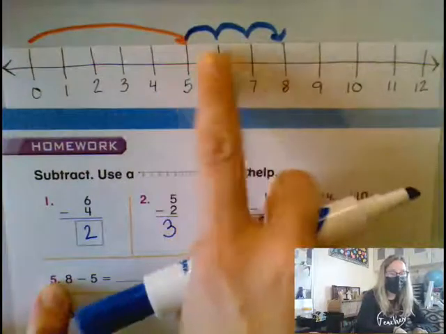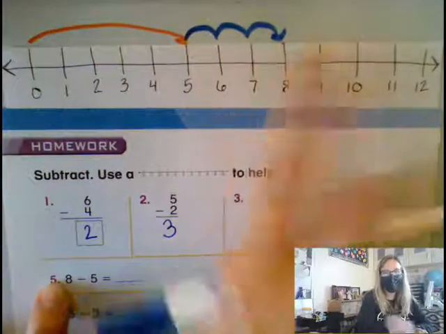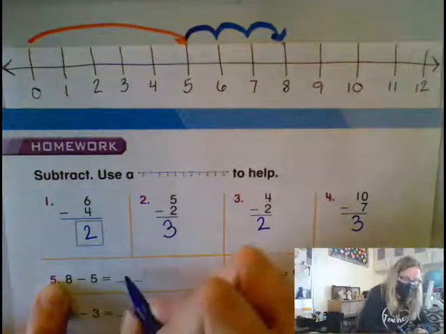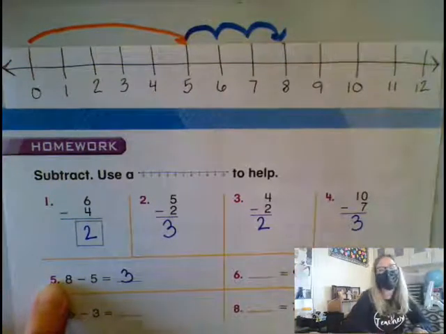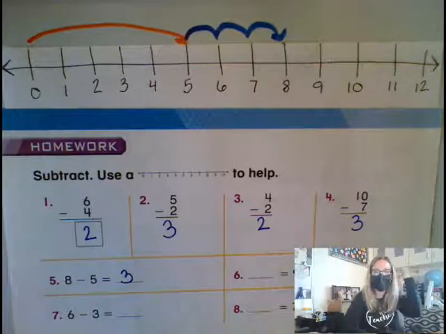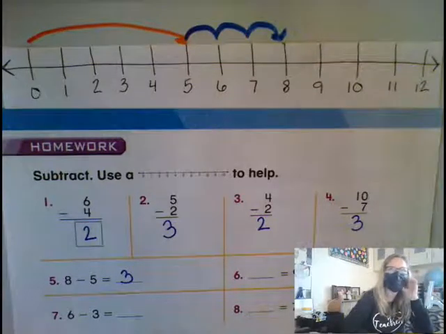How many little jumps did I take, Serafina? 3. So 8 minus 5 equals 3. If you had that right, kiss your brain. If you did not have it right, stop and think.